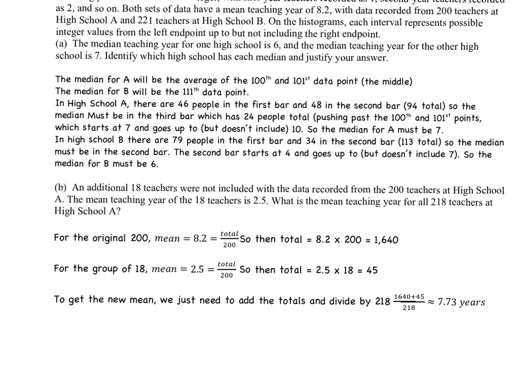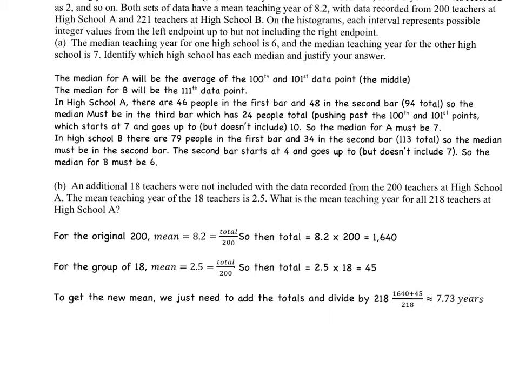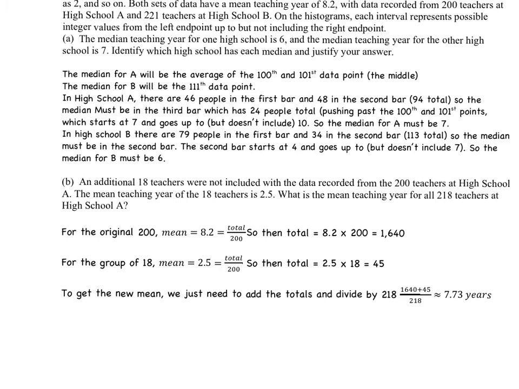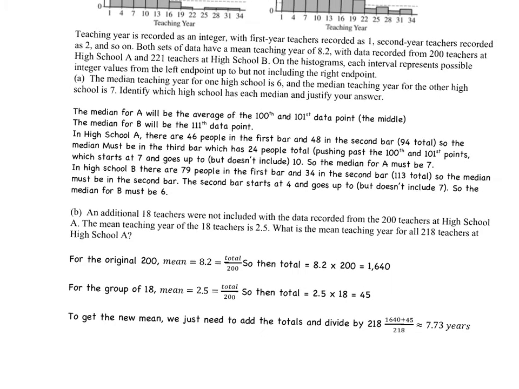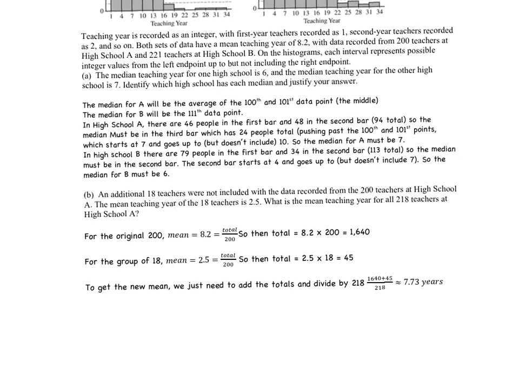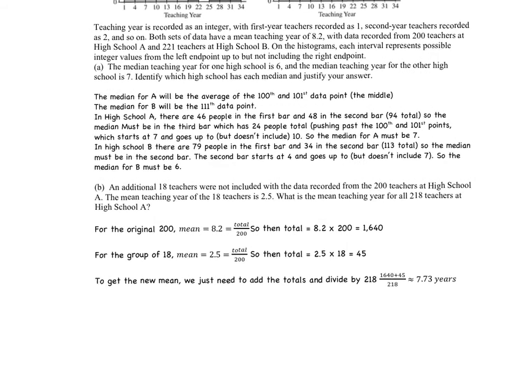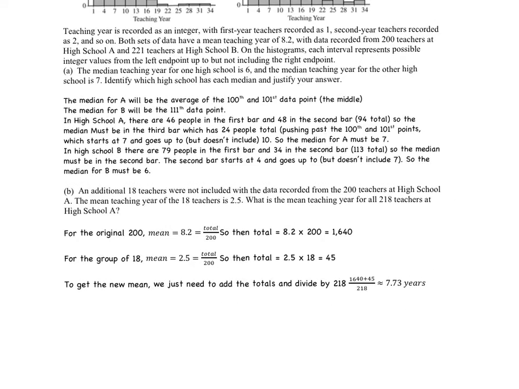Part B is a little bit more of a straight math one. High school A and the data we have in those graphs has 200 teachers, but they're telling you here there are 18 teachers that were not included with that 200. And they tell you the mean for that 18 is 2.5. They told you in the question the mean for both A and B was 8.2. What they want to know is what would be the new mean for the combined 218 teachers.